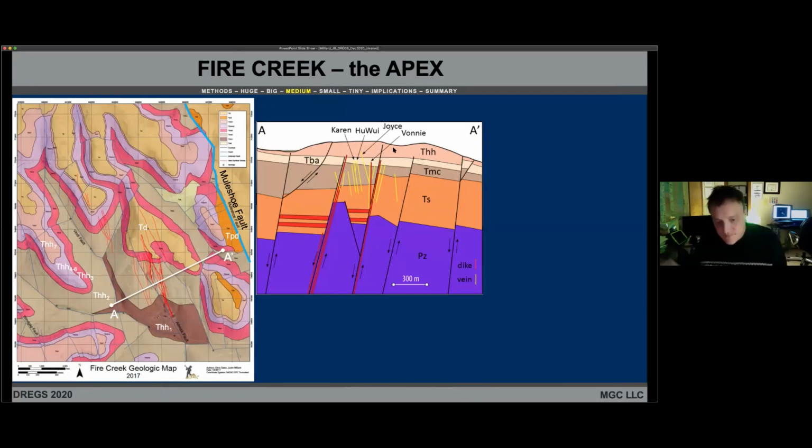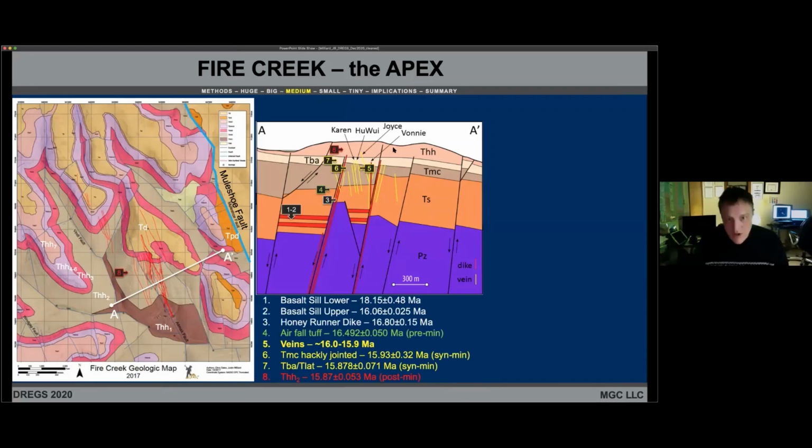We're able to put some time frame on this by a large suite of age dating we did at Fire Creek, not only on the veins. We did, I think, 12 age dates on veins, and almost all the age dates come back in this roughly 100,000 year time window from 16 to 15.9. That's corroborated by age dates on the overlying basalts and host basalts, the same time window, for cross-cutting relationships.